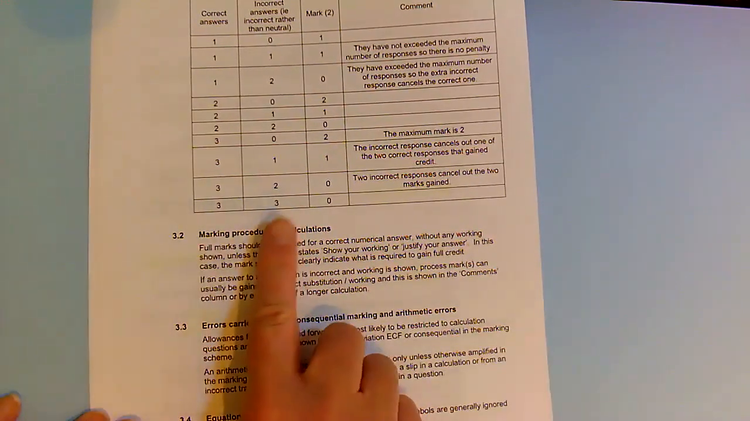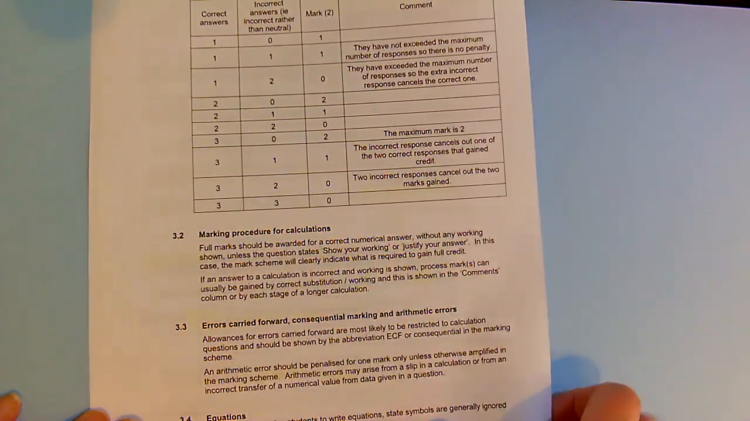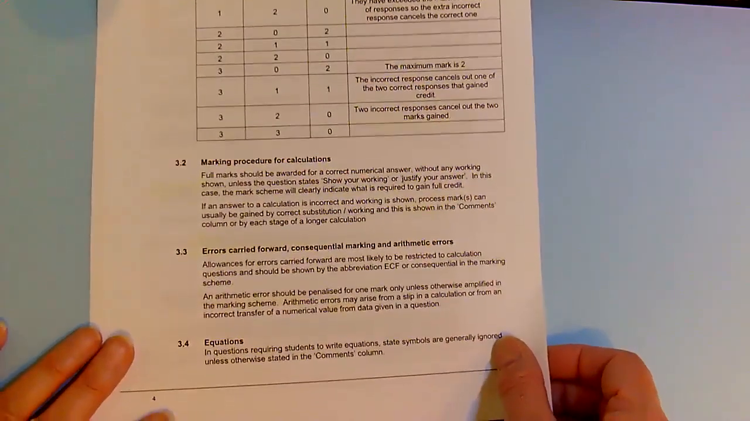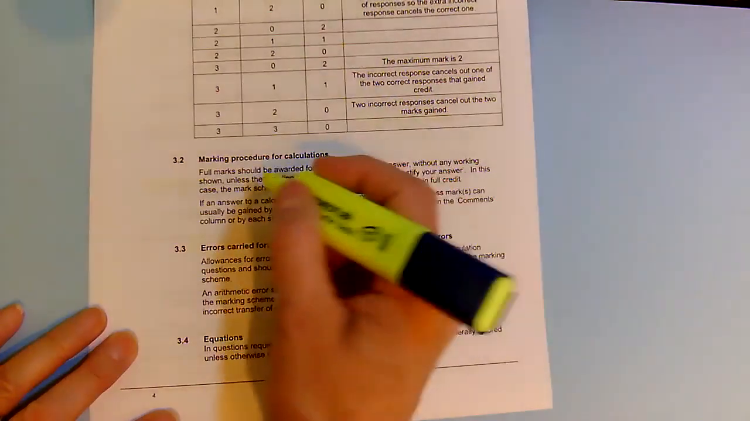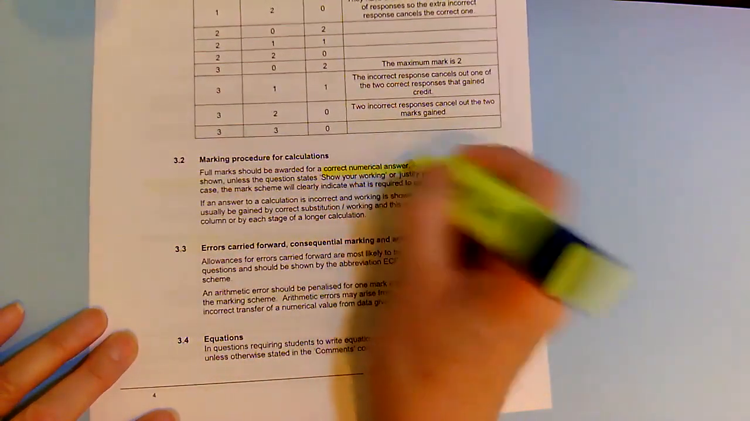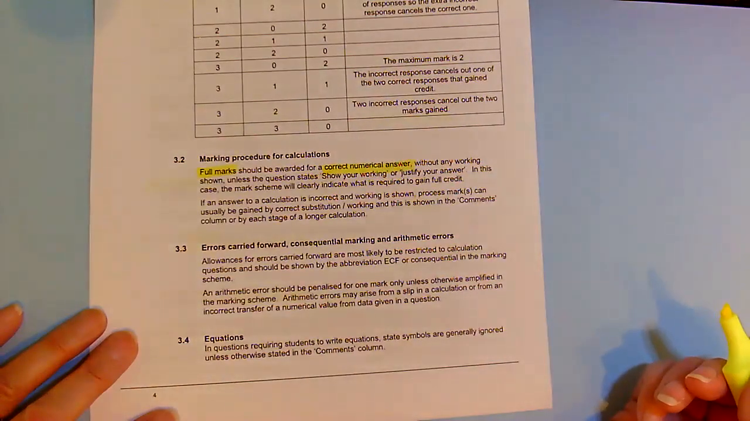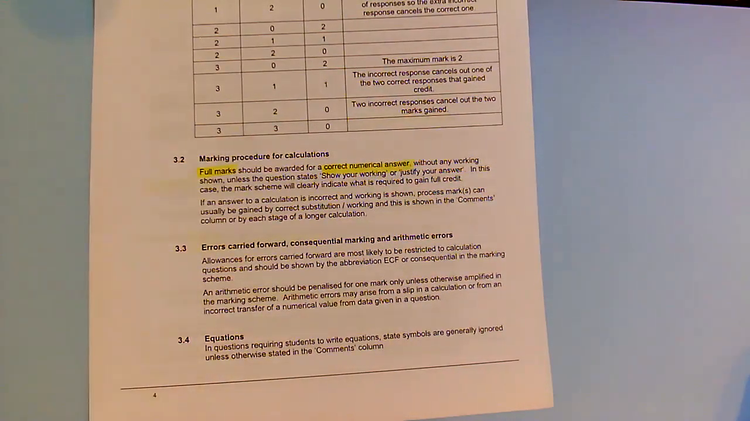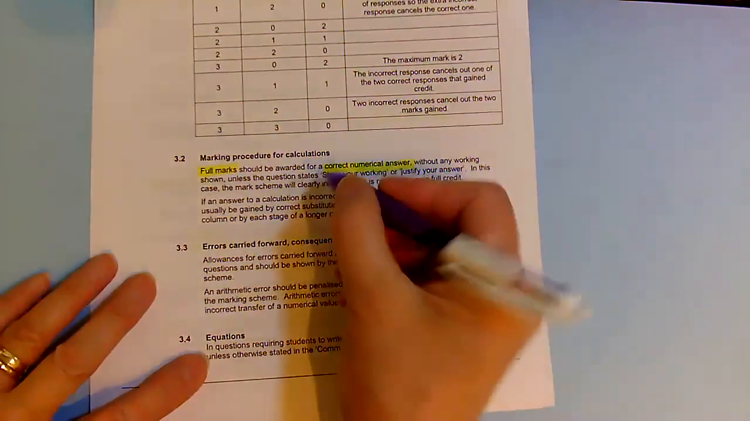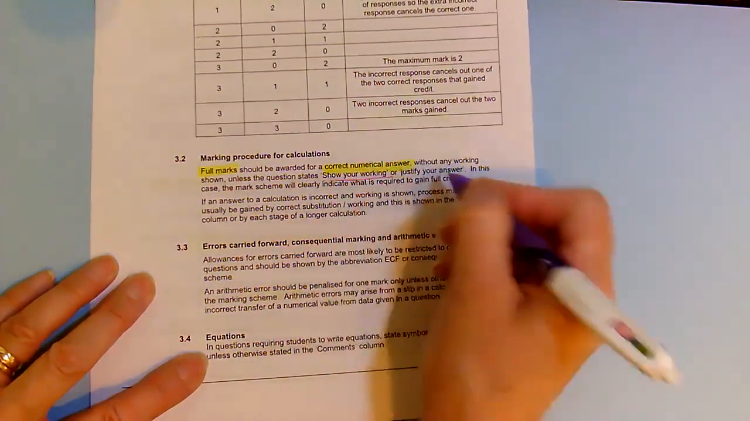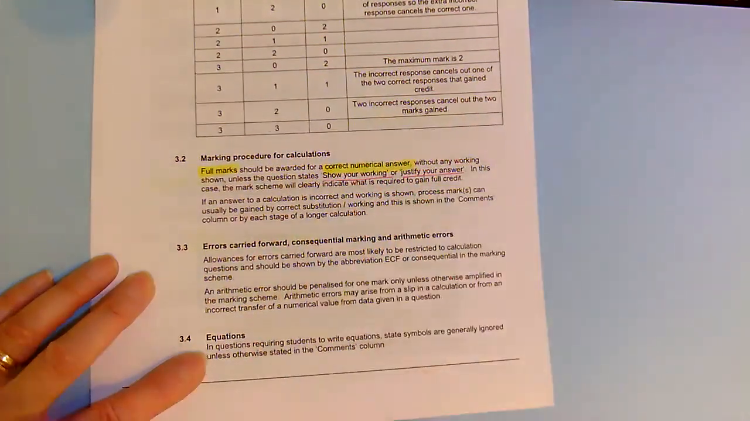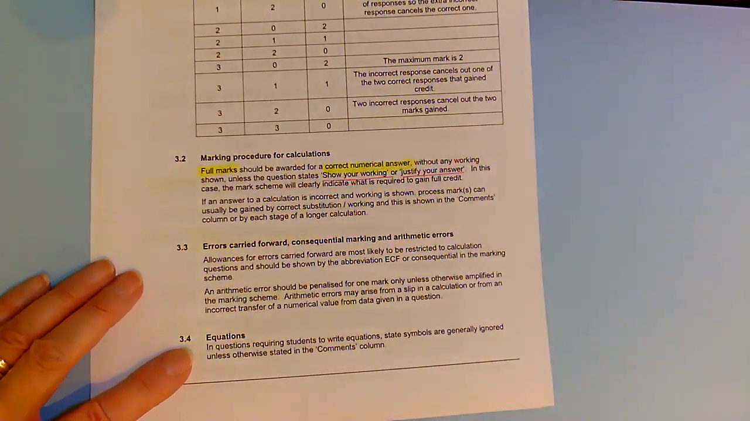So what we can look at here is marking for calculations. So most of the time, if you get the correct numerical answer, then you'll get full marks, unless it says show your working or justify. So here we can see if it states show your working or justify your answer, then you're going to have to clearly show your working out.